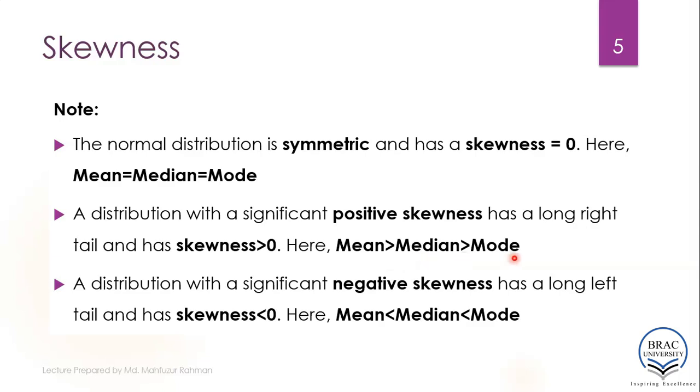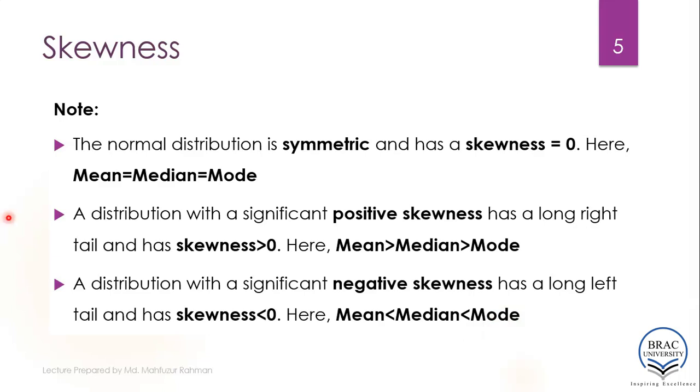median and mode. And a distribution with a significant negative skewness has a long left tail, which is the opposite of the right tail or positively skewed, and is known as a negatively skewed distribution, where the skewness gives us a value less than 0. That means it gives us a negative value. Here the mean value is the lowest one and the highest one is the modal value.